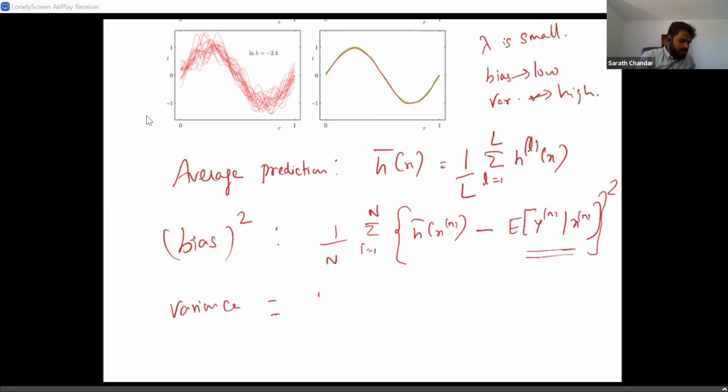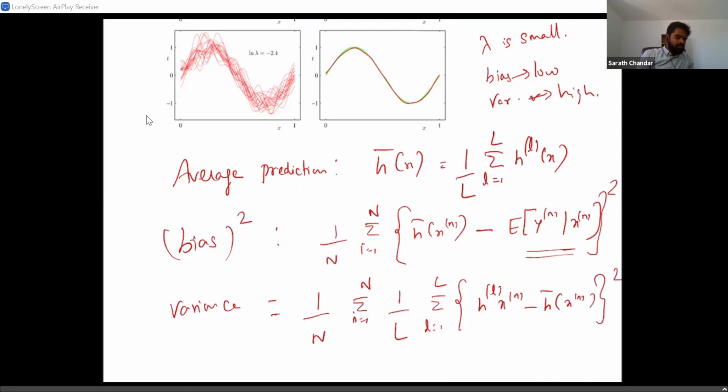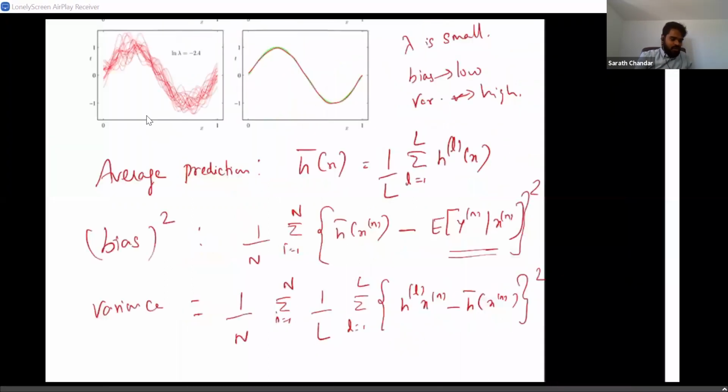Similarly, the variance is given by 1 over n, summation over i equal to 1 to n, 1 over L, summation over l equal to 1 to L, h_l of x_n minus h bar of x_n. Okay, so we could compute all these three terms, and this is how the graph looks.